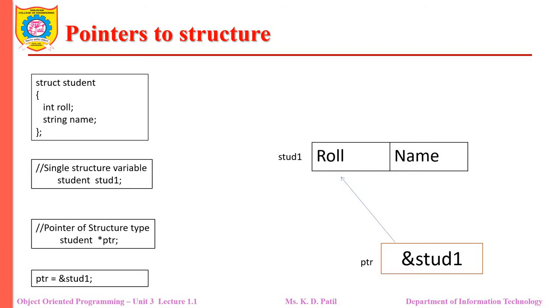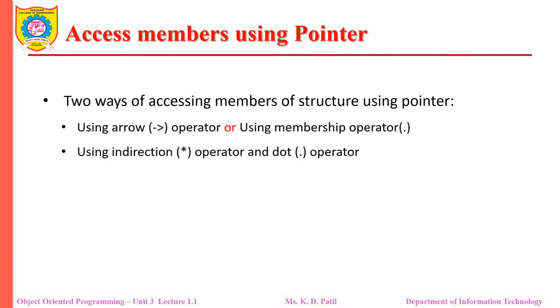Okay, so this is how we can create pointers to the structure. Now let us see how we can access the members using the pointers. There are two ways of accessing the members of a structure using pointers. One way is you can use the arrow operator, the membership operator, and the second way is you can use the indirection operator, that is the star operator and dot operator. Let us see the example.